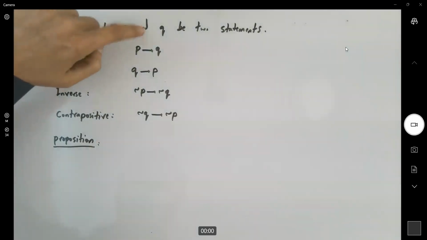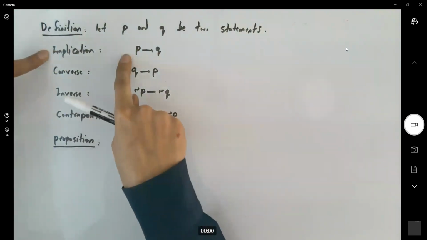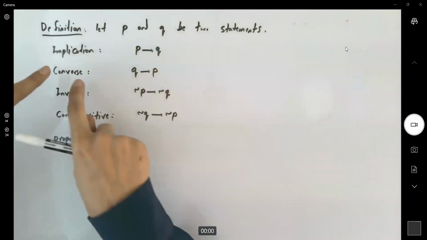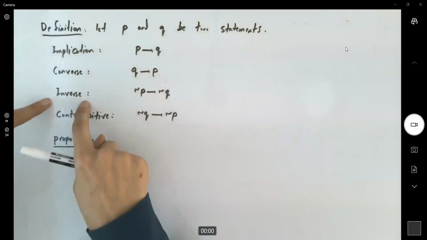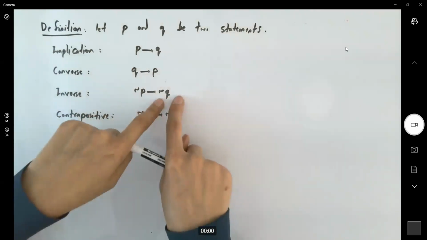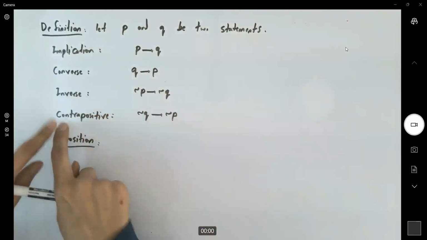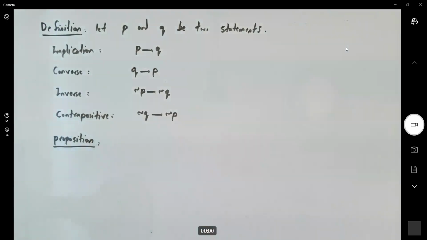Let P and Q be two statements. Implication says P implies Q. Converse says Q implies P. Inverse says not P implies not Q. Contrapositive says not Q implies not P.